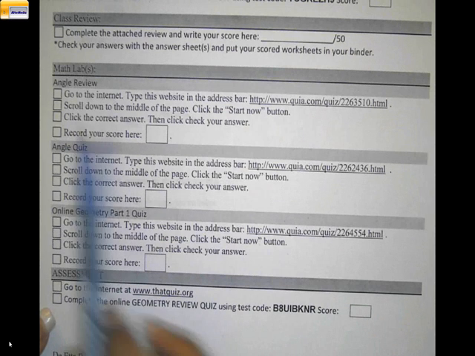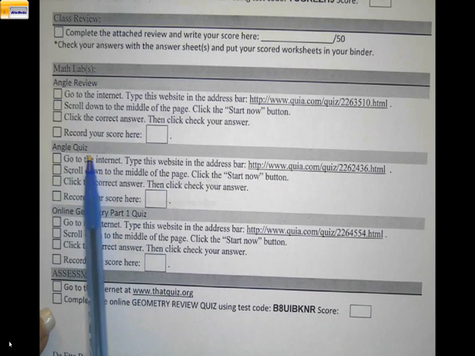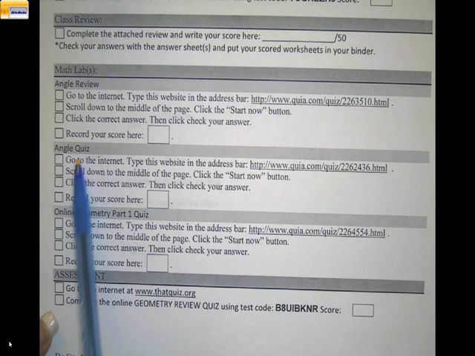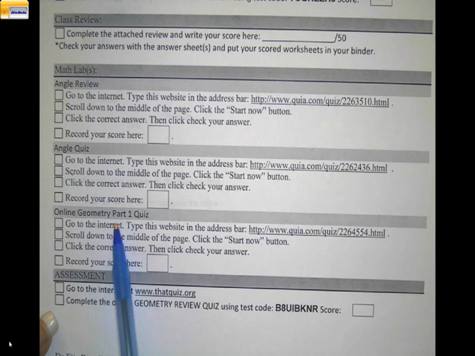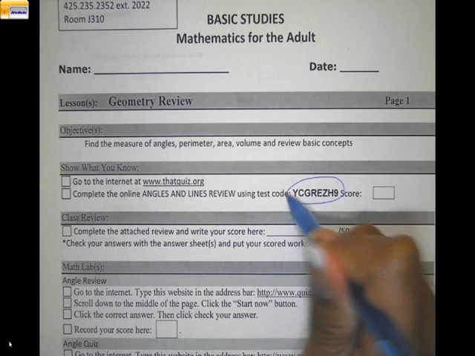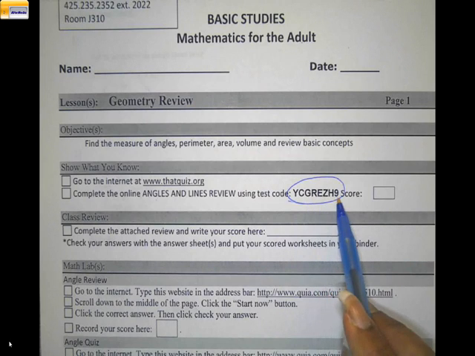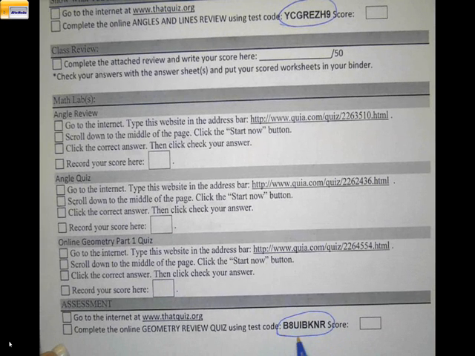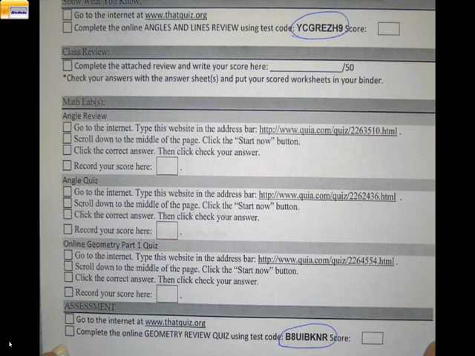Then, required labs today. You have an angle review lab, an angle quiz, because I know you guys forget about your angles that we learned at the very beginning 2 weeks ago. And then you have an online geometry part 1 quiz, okay? Now these are the quizzes that I'm going to be looking for. Show what you know, YCGREZH9, and the review, which is B8UIBKNR. So you have quite a bit to do today, even though your packet's not that thick.